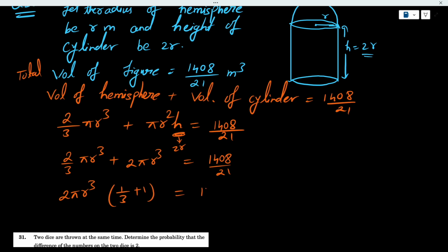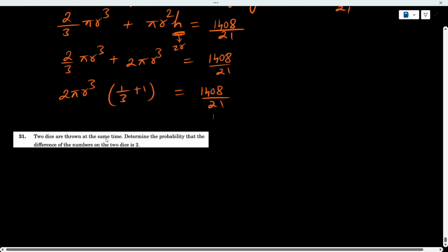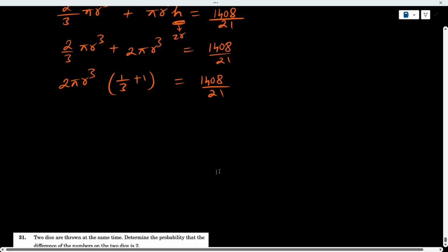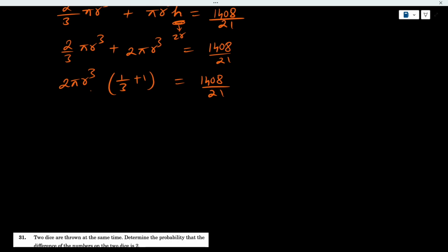See here, you should know the technique to solve this kind of question, because otherwise the calculation becomes very lengthy, right? So you have to be careful how you are going to do the calculation. Take pi as a common value, right? Now 1 by 3 plus 1 is going to be 4 by 3, because I can multiply 3 by 3. So it will become 4 by 3 times 2 times 22 by 7 times r cube is equal to 1408 by 21, right?